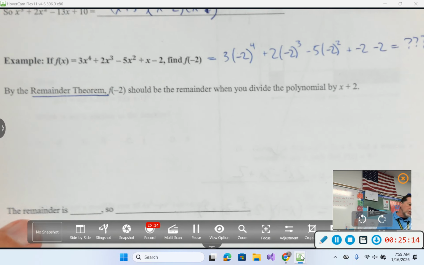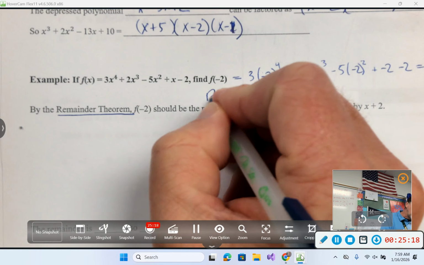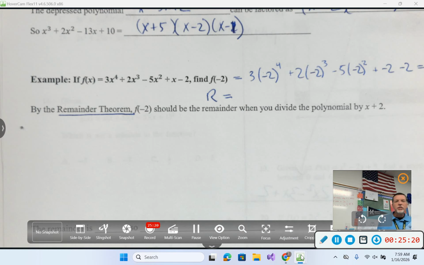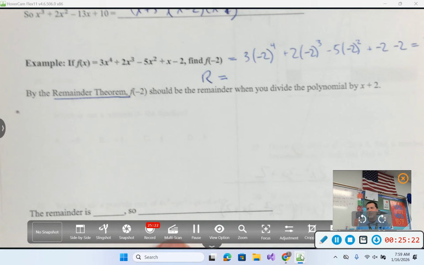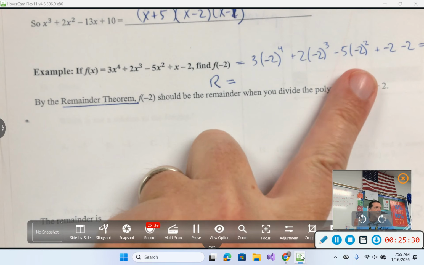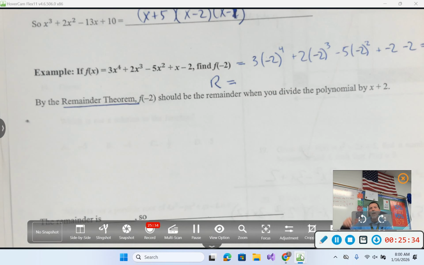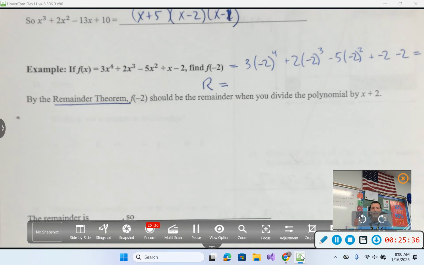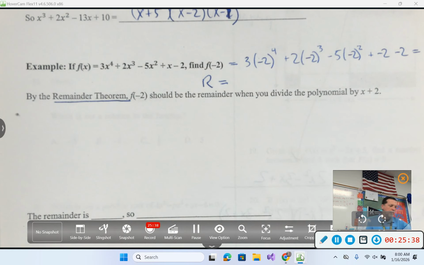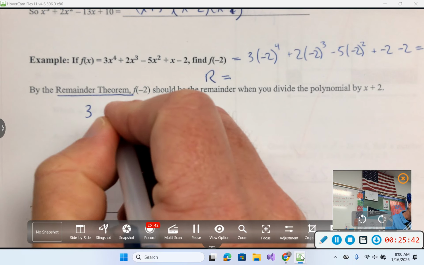The remainder theorem says that when I divide, the remainder should also give me the answer. And finding the remainder using synthetic division, I think, is easier than this, because synthetic division is just multiply, add, multiply, add, multiply, add. Way easier than this stuff. So let's set up this problem. Grab the coefficients.